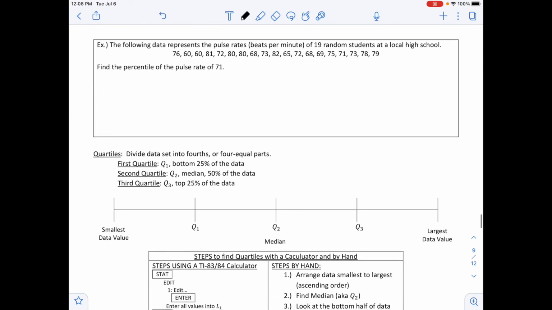The next example says, the following data represents the pulse rates in beats per minute of 19 randomly selected students at a local high school. Find the percentile of the pulse rate of 71. So we need to find all the values that are less than 71. Going ahead and circling all the values less than 71. Again, less than 71. Do not count 71.